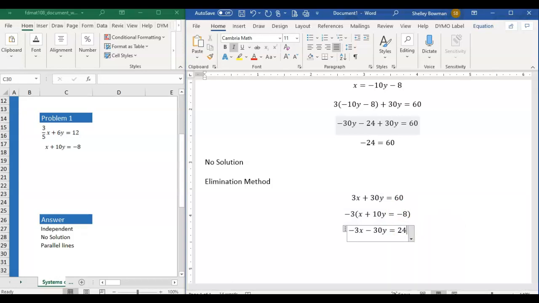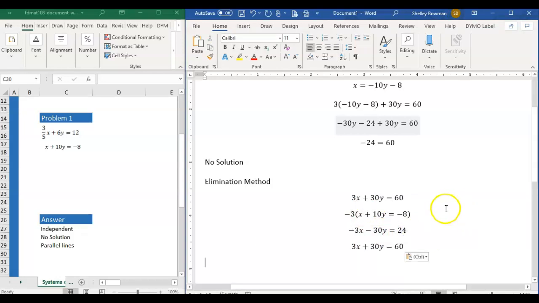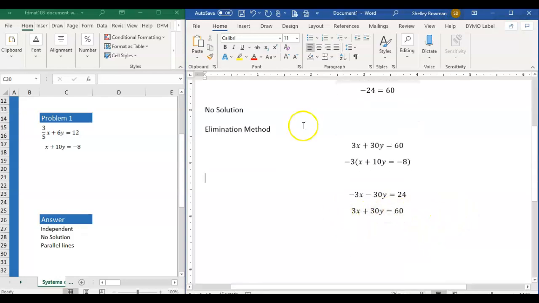Now what I'm going to do next is take these two equations and add all of the terms from the first to all of the terms of the second, just like you did in elementary school.